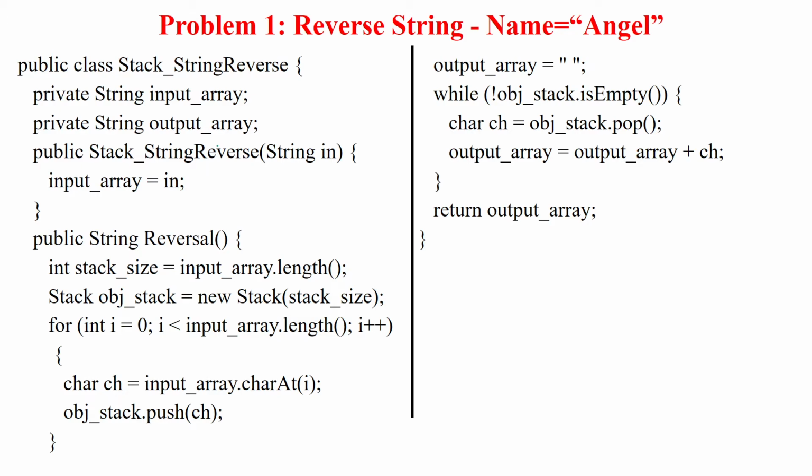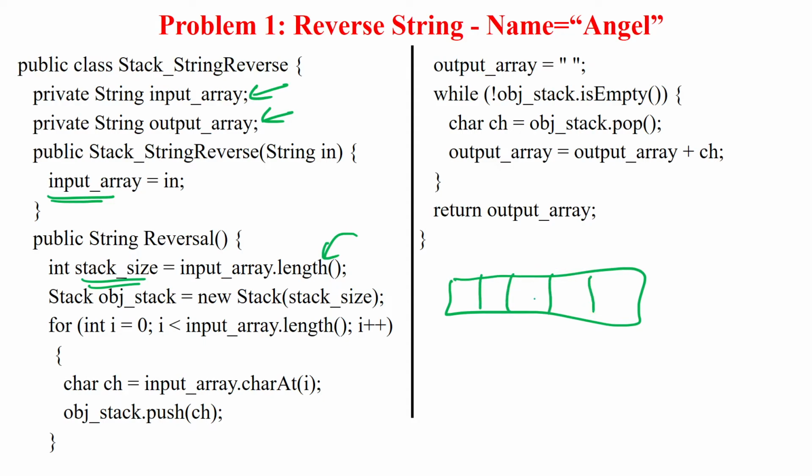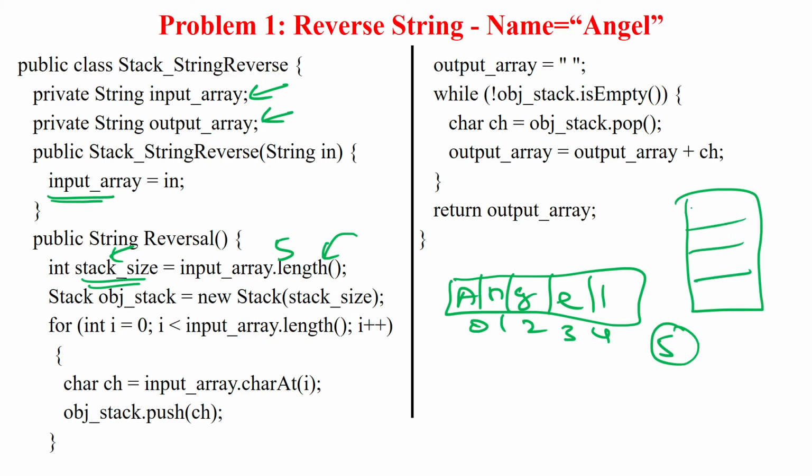So here code is given. First we are taking the input array and output array, right? We are assigning the value into the input array. Then we are declaring the stack size, which is equivalent to the input array length. For example, the input array is like this, "angel", which has indexes 0 1 2 3 4. Size is now 5. That size is assigned to the stack. So the stack will have size 0 1 2 3 4. That is the meaning of that statement.